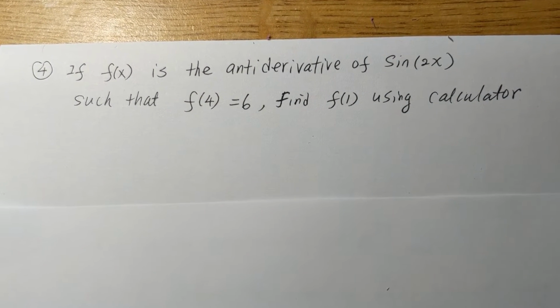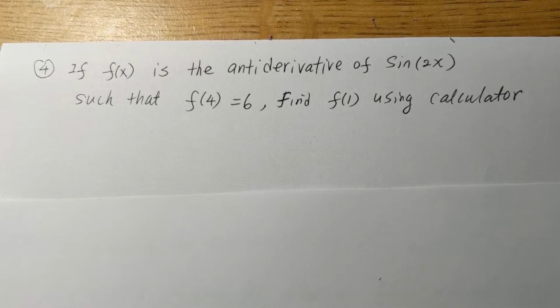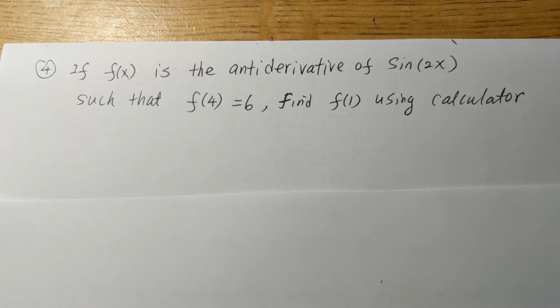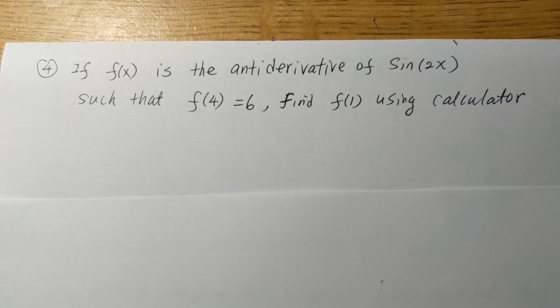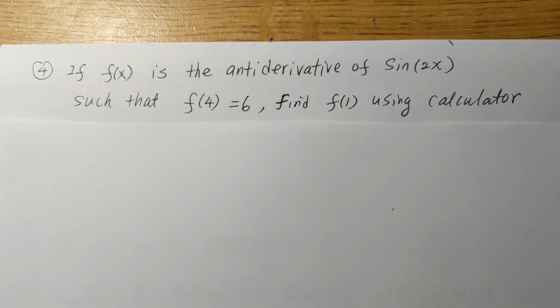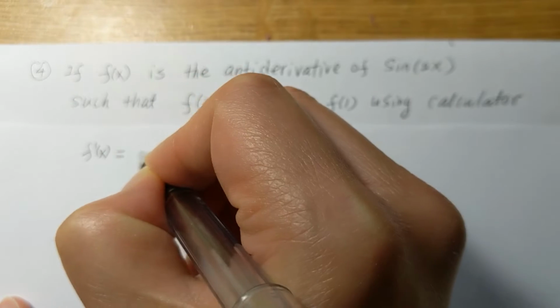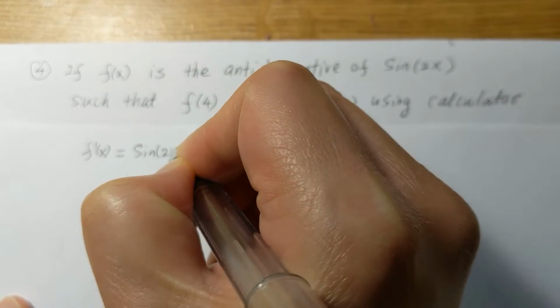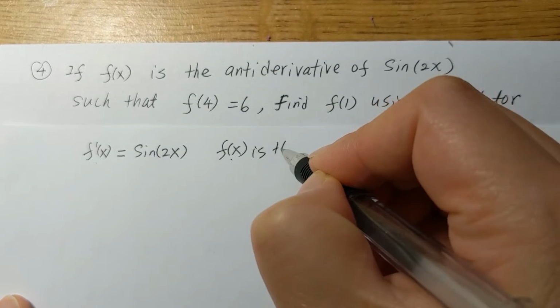Hi everyone, let's go to question number 4. So number 4 is that if f of x is the antiderivative of sine 2x. So we have f of x is the antiderivative. So what it means is that f prime of x is equal to sine 2x. Then f of x is the antiderivative.